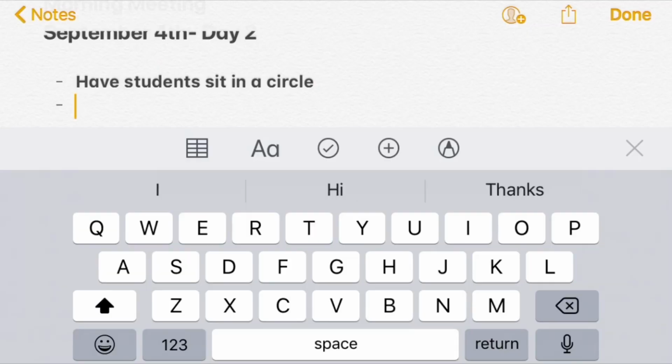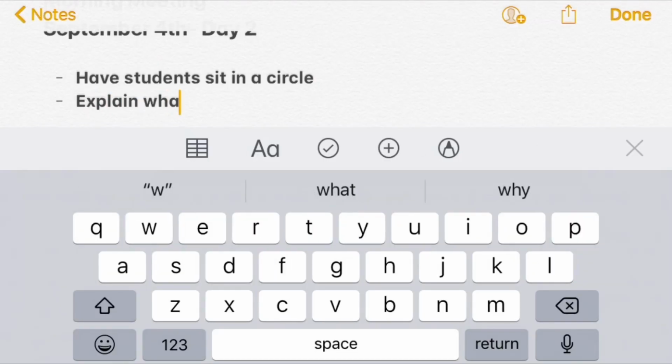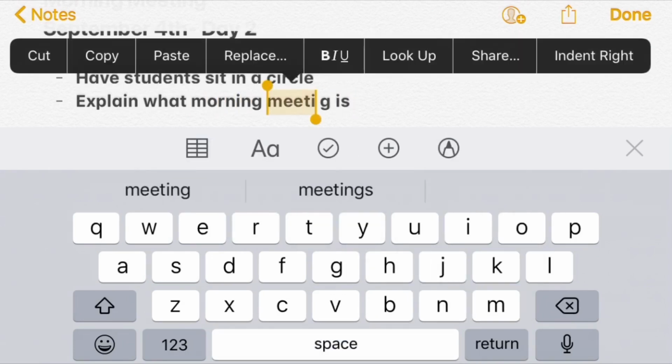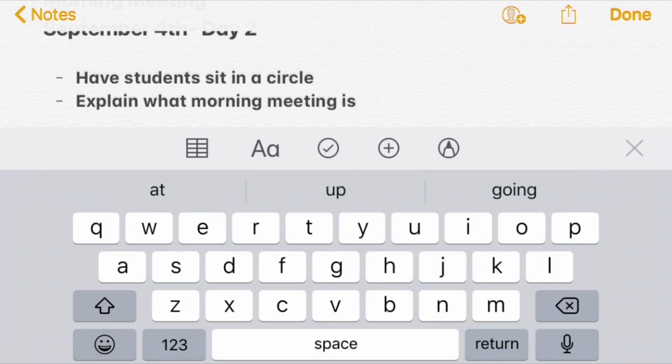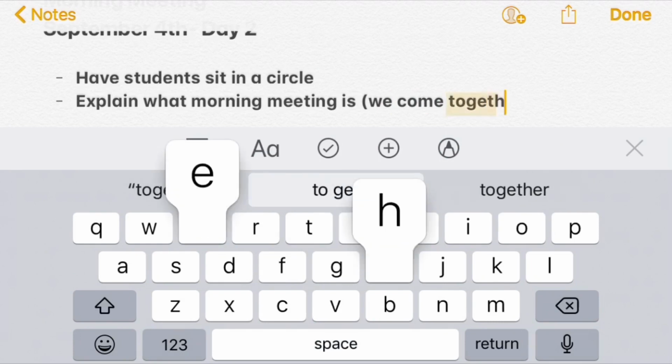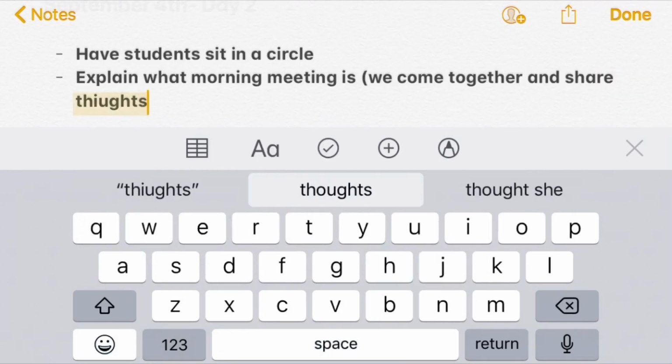Have students sit in a circle, and then I'm gonna explain to them what morning meeting is and why we do it. So explain what morning meeting is. We come together and share thoughts, play games, and find out what we're going to do today.